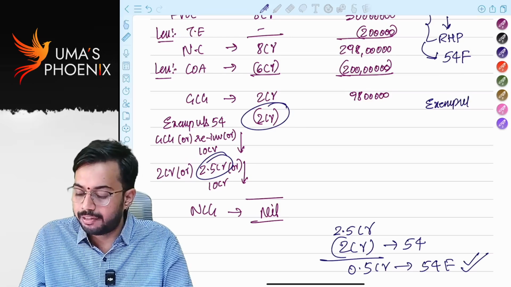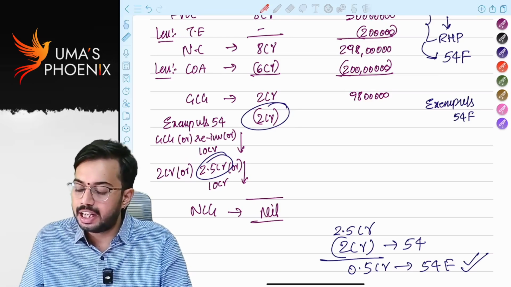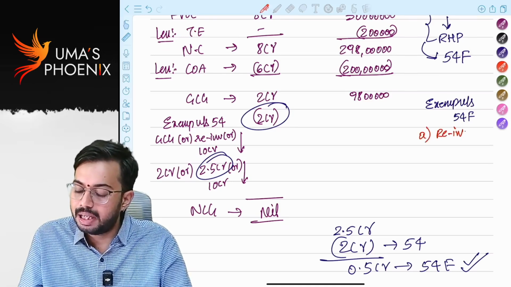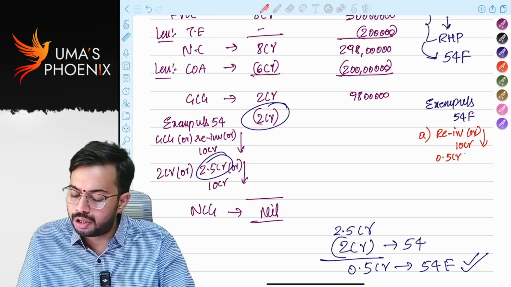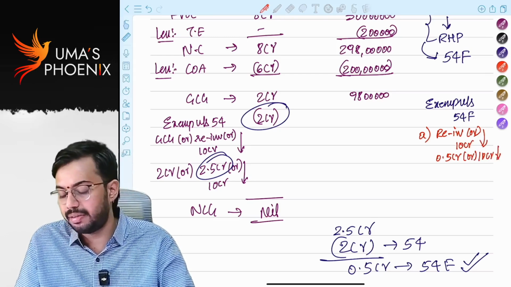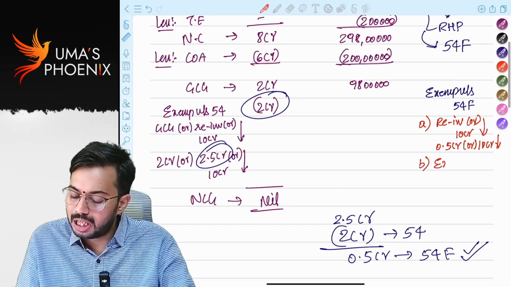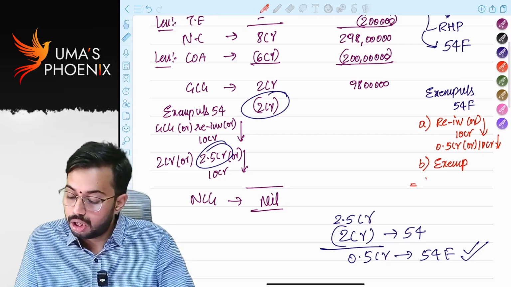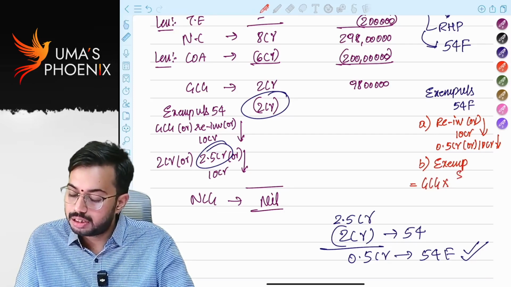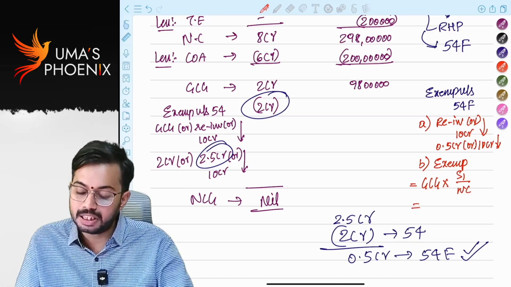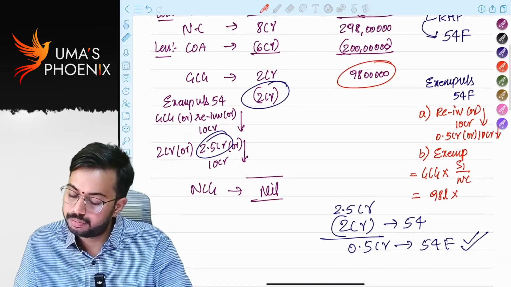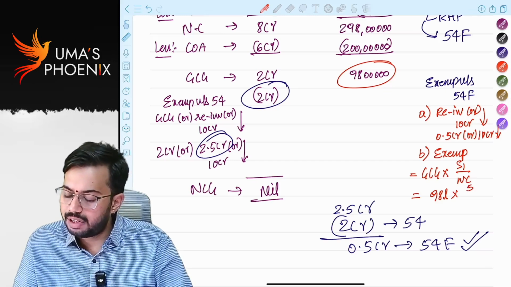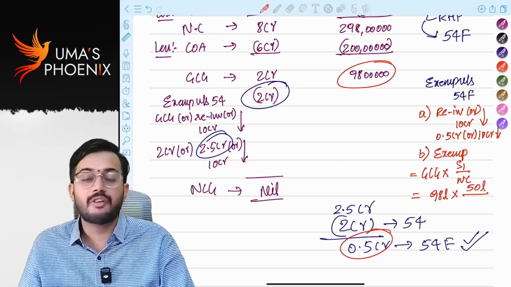Exemption under section 54F. It will be calculated in 2 steps. Step 1, reinvestment or 10 crores, whichever is lower. How much is reinvested? 0.5 crore or 10 crore, whichever is lower. Point B, exemption is equal to gross capital gain into step 1 divided by net consideration. How much is gross capital gain? Gross capital gain is 98 lakhs, 98 lakhs into amount reinvested, which is only 50 lakhs. Only 0.5 crore means 50 lakhs.